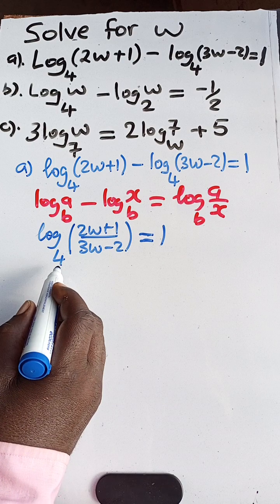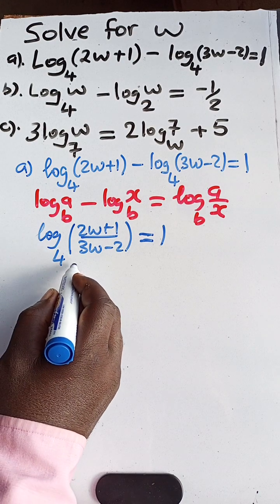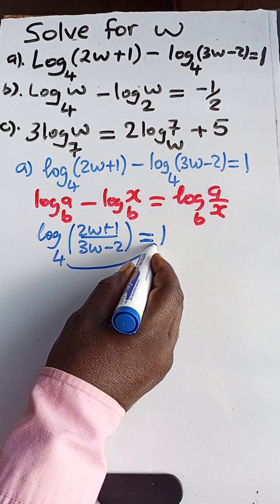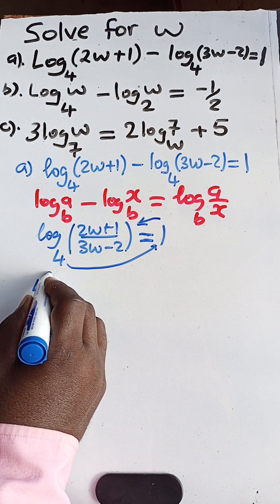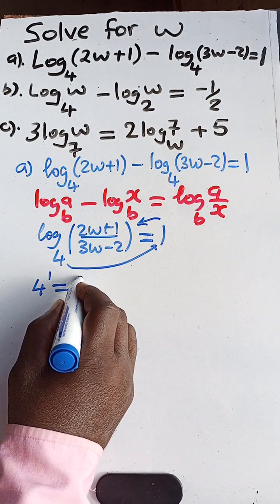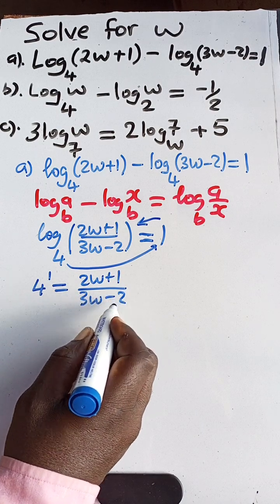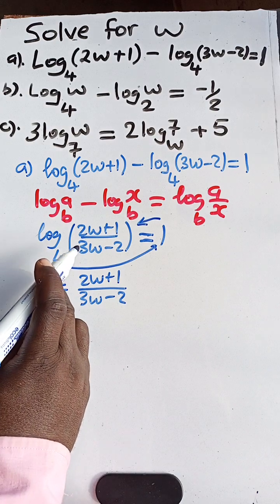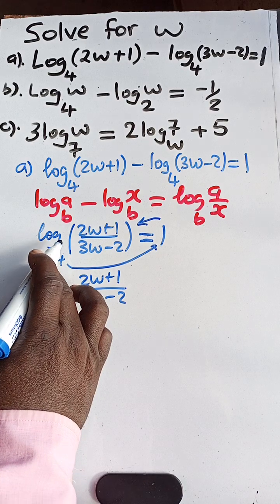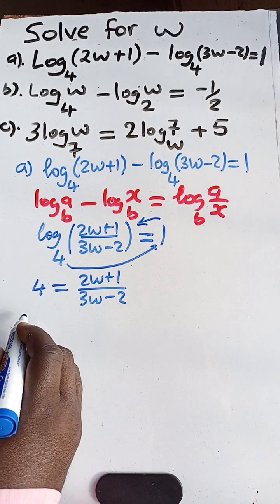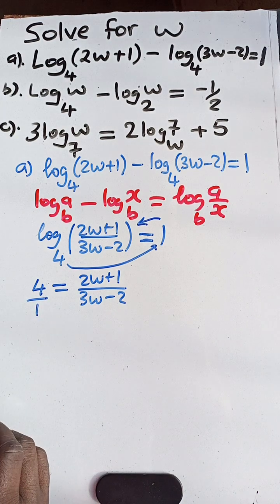Now, what do we see? From the rules relating logarithms and indices, if we raise this base to this power, we're going to get the argument. That means 4 raised to the power 1 is going to give us 2w plus 1 all over 3w minus 2. Now, 4 to the power 1 is just the same as 4, so we leave it as such. And again, 4 in fractional form can be written as 4 all over 1.